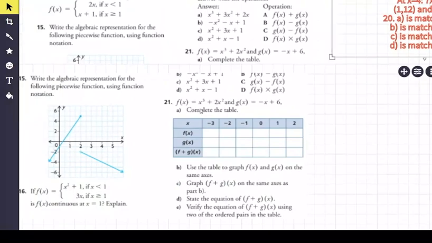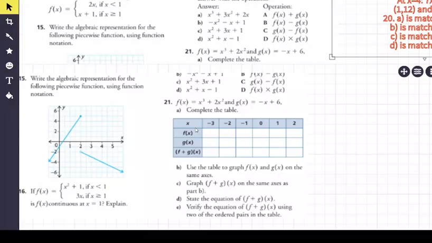So f of x equals x cubed plus 2x squared, and we have g of x equals negative x plus 6. So we have to complete this table, which you can go ahead and complete. And then you can graph this and do this. So what I will be doing is just simply getting the equation for you. So this table should be really simple, because you have everything that you need. You have the two functions and you have the x value that you have to plug in here.